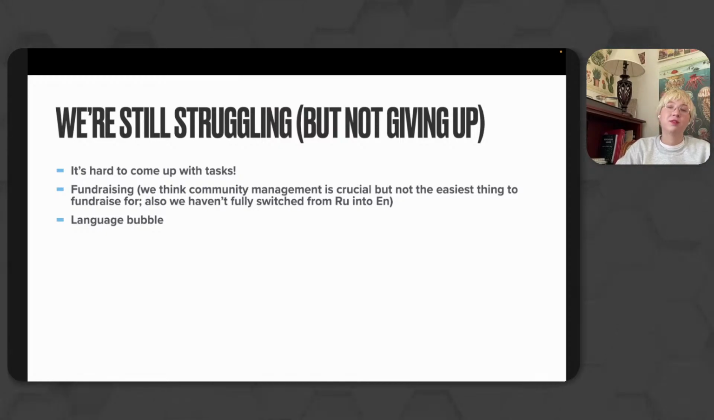Again, fundraising as any nonprofit, it's hard, but also we feel that community management, though being crucial, I don't think this is the easiest thing to fundraise for. It's much easier to fundraise for scientific research, especially if you talk to business people to be sponsors.